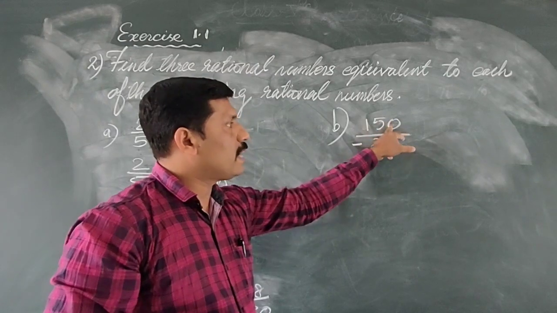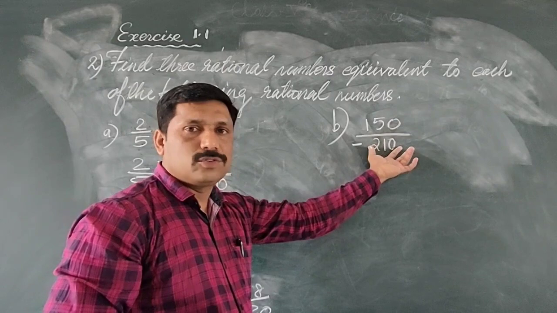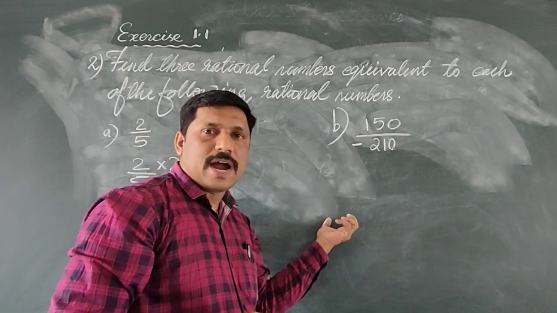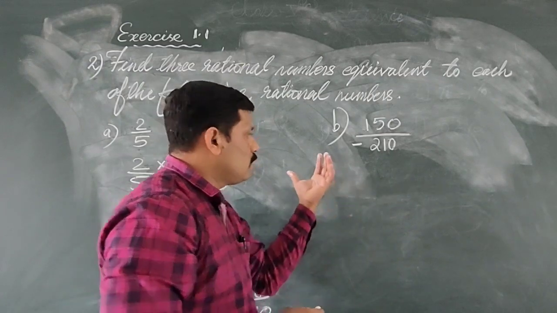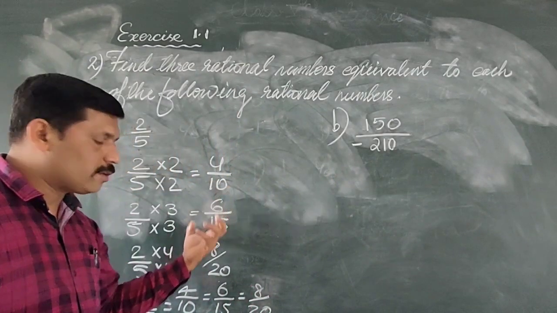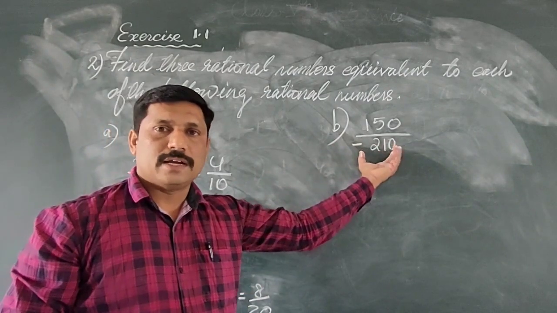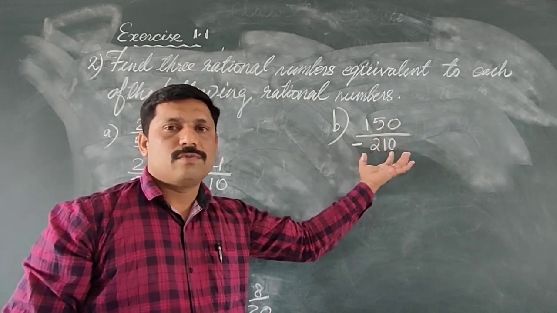This number can be divided by 2. This can be divided by 5, and this can be divided by 3 also. So, by any number, if we divide both numerator and denominator, then we can find the equivalent rational numbers. In the first question we found the equivalent rational numbers by multiplying. So, let us do this question by dividing. How can we find the equivalent rational numbers by dividing?